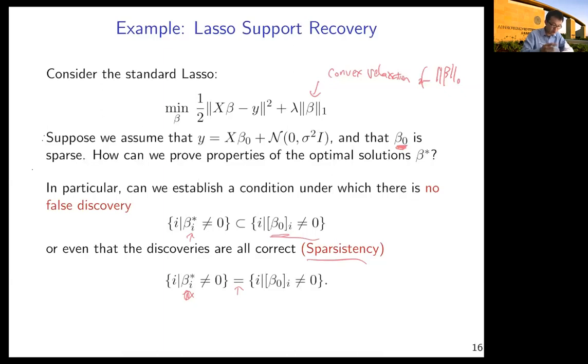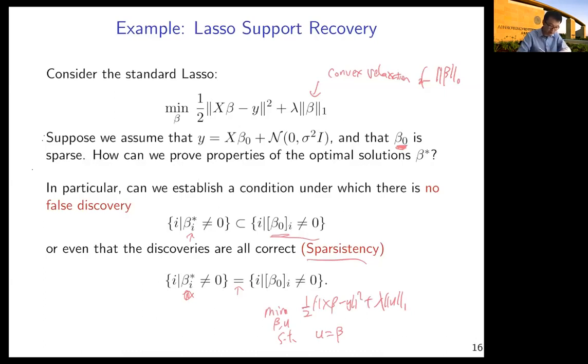Okay, so let's maybe derive the KKT condition. First of all, we need to do a reparameterization of this problem. So we have min over beta, and let's add a dummy variable called u, half of x beta minus y squared plus lambda times the one norm of u, subject to u equal to beta. Okay, so this is a trivial reformulation of the problem.